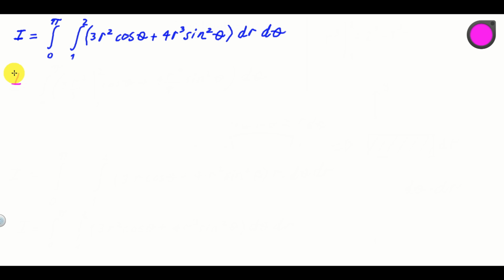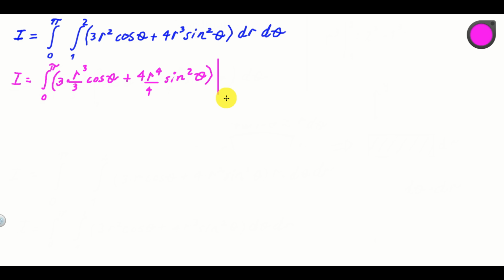So let's integrate with respect to r. We have I is equal to, the limits for theta are from 0 to pi, and let's integrate with respect to r. When integrating with respect to r, we assume that theta is constant. So we will have 3 multiplying r to the power 3 divided by 3 cosine theta plus we will have 4 r to the power 4 divided by 4 sine squared theta, and over here don't forget the parentheses and don't forget the bounds. The bounds are from 1 to 2. And over here we are only left with d theta.